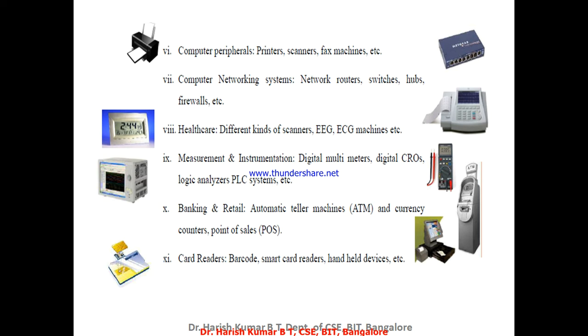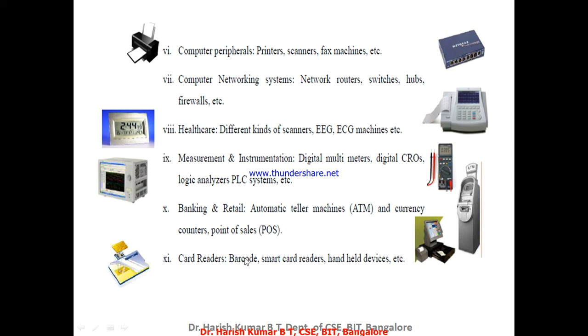Digital CROs, which I've used in the previous semester, and even it's used in banking and retail. The ATM machine is also an embedded system, and the machine that is used for currency counting is also an embedded system. And this is the well-known embedded system, again POS, and the majority of you have seen it, the point of sale machines, the machines through which you make your online payment through the cards.